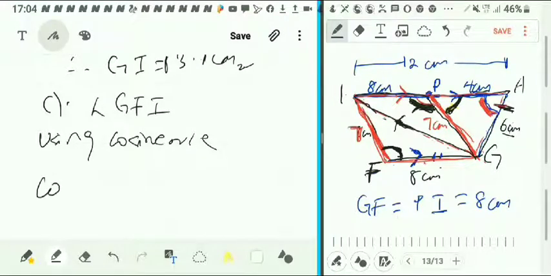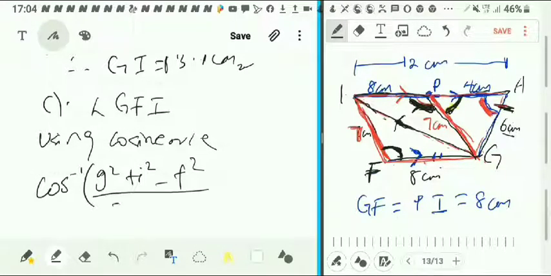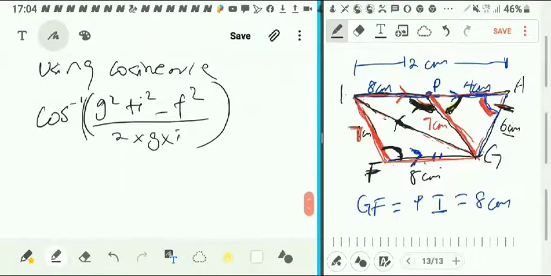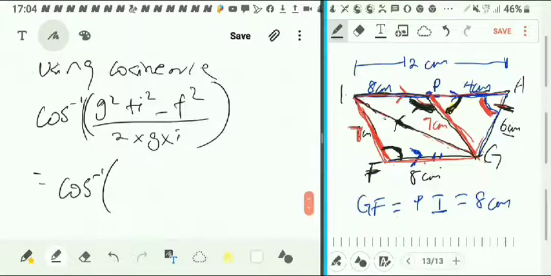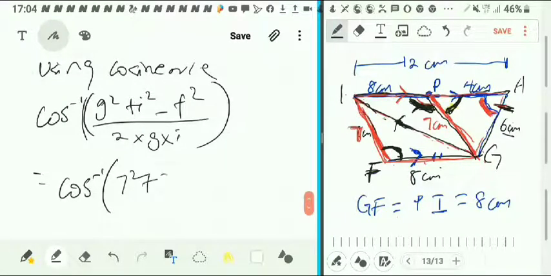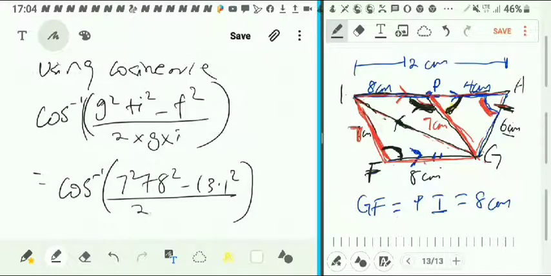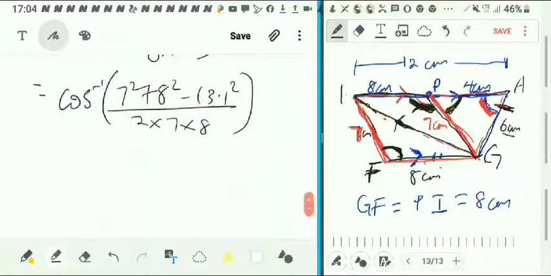Okay, so I have cos inverse of what? g squared plus i squared minus f squared, over 2 times g times i, which is what? Cos inverse of what? What's g squared? It's 7 squared plus 8 squared minus 13.1 squared, divided by 2 times 7 times 8. You should know the formula to use already.